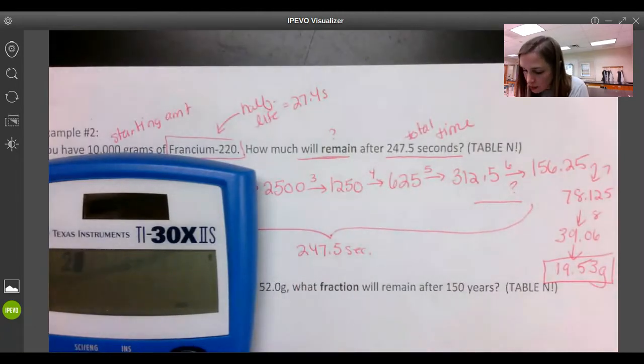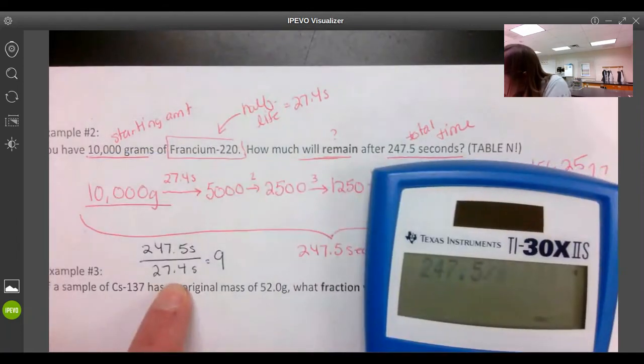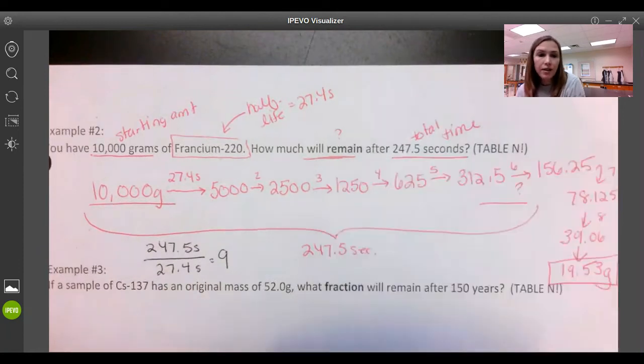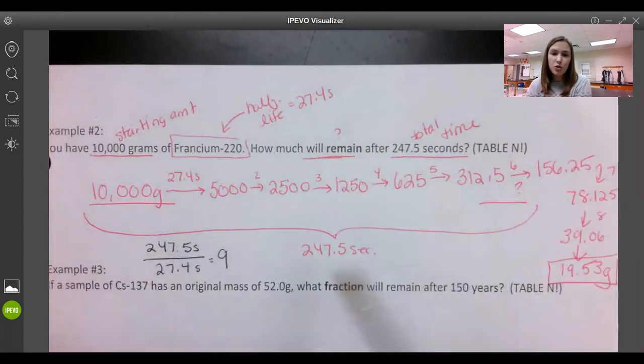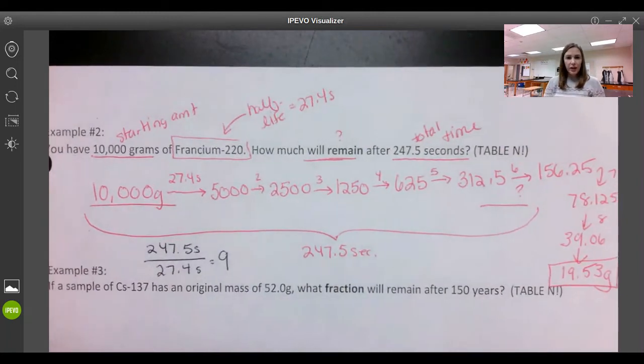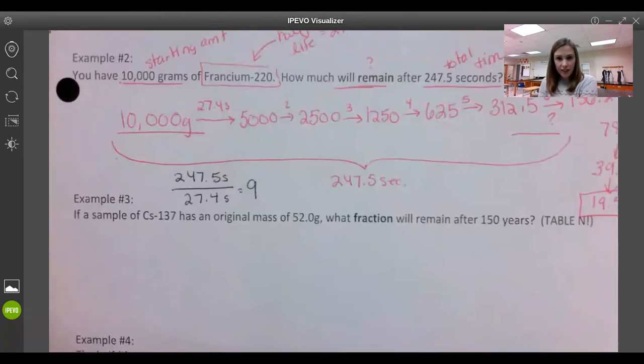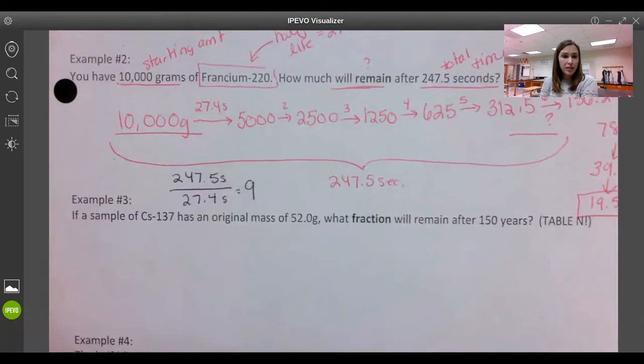Again, I did that by doing 247.5 divided by my half-life time for francium, which was 27.4, and getting 9, and then I had to divide this 10,000 9 times in half. Usually it's not going to be that many half-lives, but in this case it was. All right, let's look at a different example. So that was how to figure out how much is at the end.